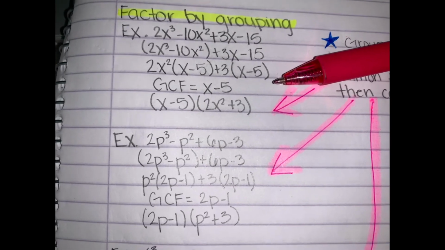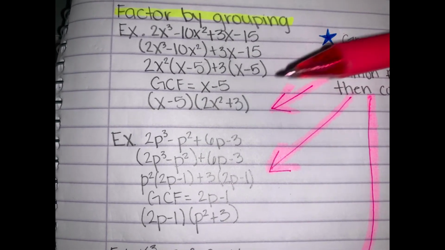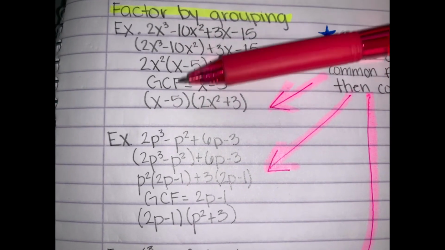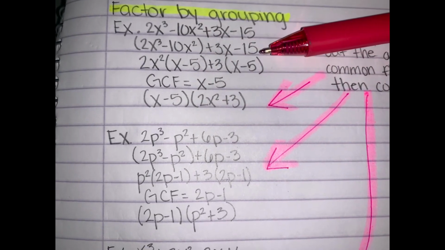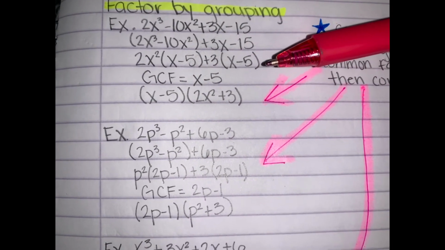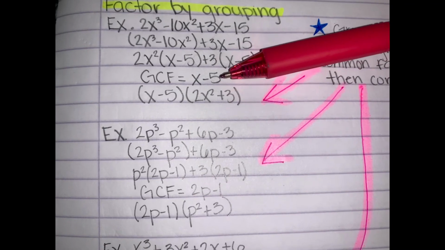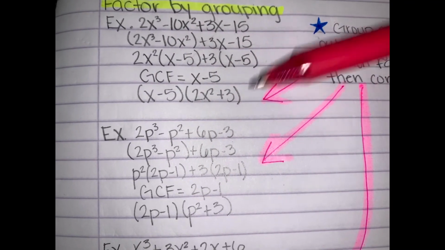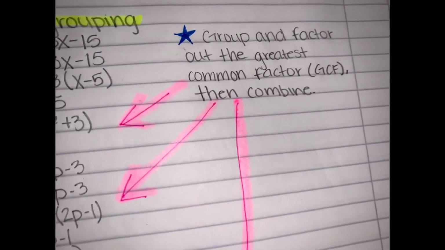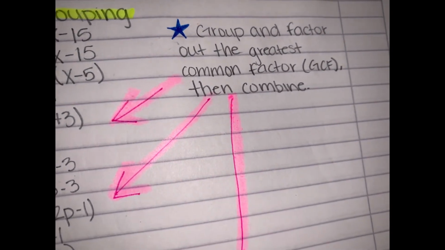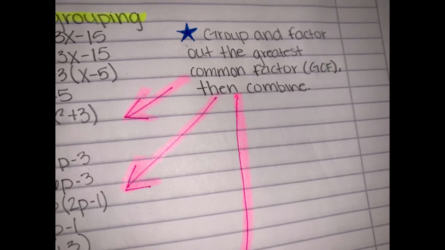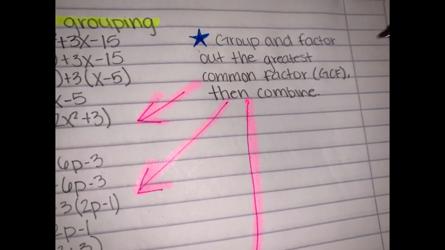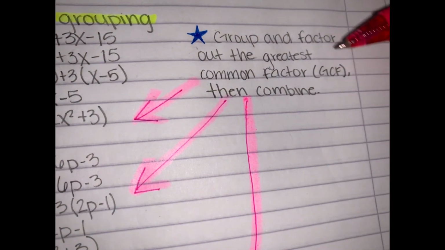And I factored out the greatest common factor from each group, and my greatest common factor was x minus 5. And then I factored the polynomial by factoring out the greatest common factor, which is this, and I got x minus 5 and 2x squared plus 3. And over here I wrote that for factoring by grouping, you have to factor and group out the greatest common factor, which is your GCF, and then combine.